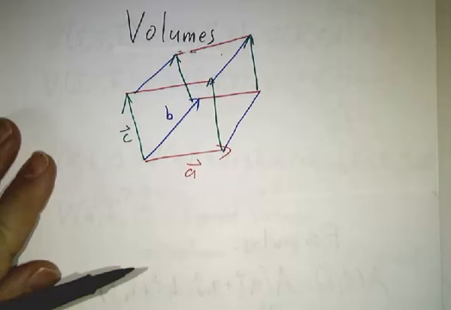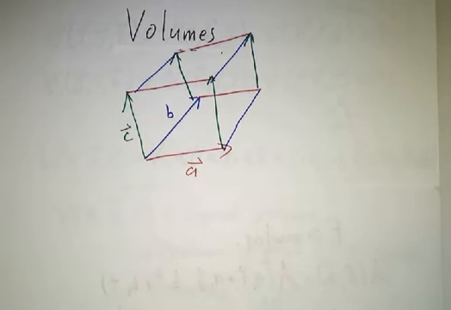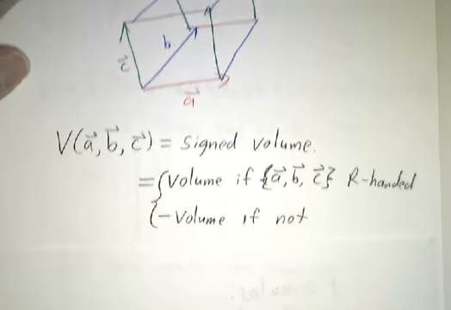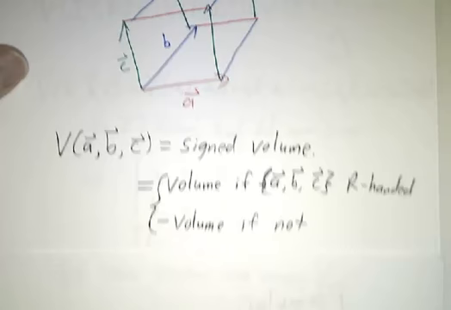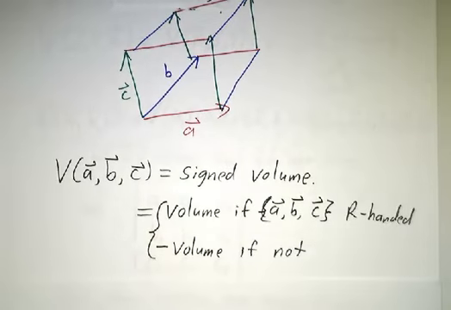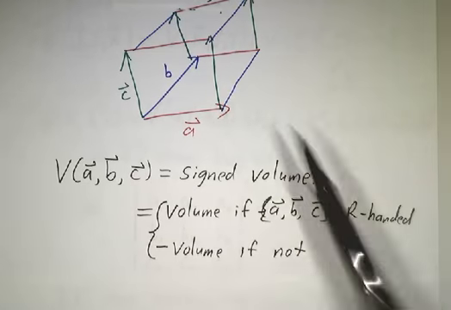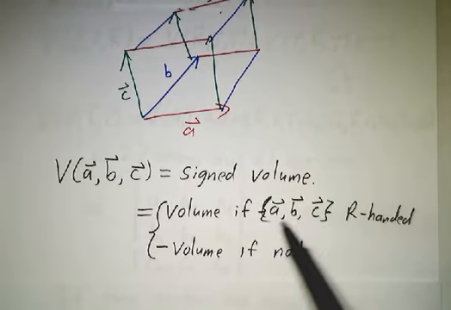Now we're going to move on to volumes. So we're going to play the same game as we did before. Now we're in three-dimensional space, and we've got three vectors, and we want to figure out the volume. And we're not going to go through the whole derivation all over again, because it's really the same kind of arguments that we did for area. We've got this quantity V of A, B, and C, and it's going to give us our signed volume. It's going to give you the volume of this parallelepiped if you have a right-handed system.